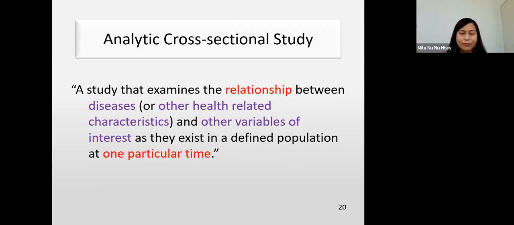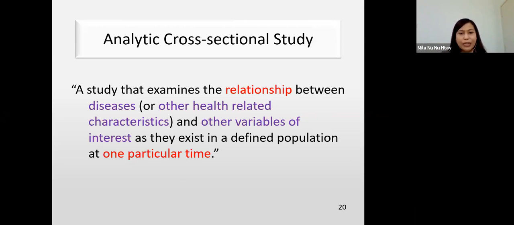So now I'm moving forward to the analytical cross-sectional study. In the previous descriptive cross-sectional study, we tried to investigate the prevalence, but we did not compare two groups. But in the analytical cross-sectional study, the process is the same. We collect the data at one time point. We collect the exposure information. We collect the outcome information. Then we compare two groups.